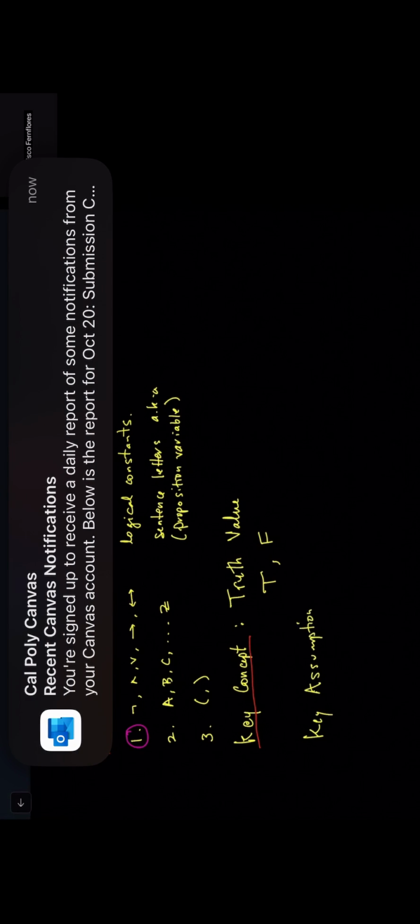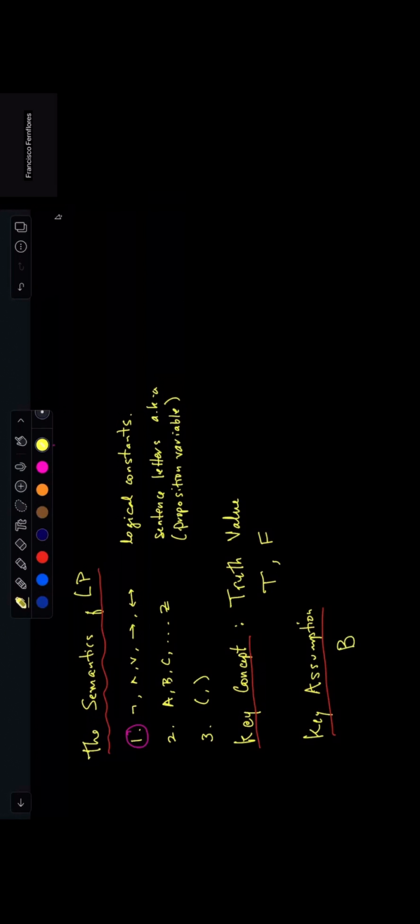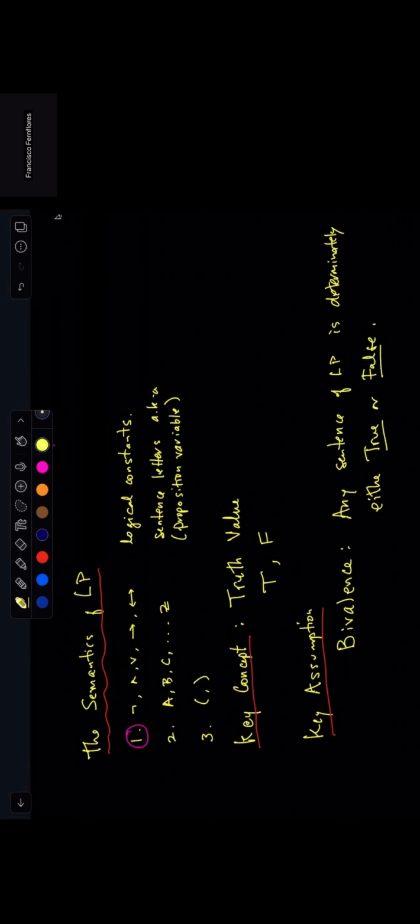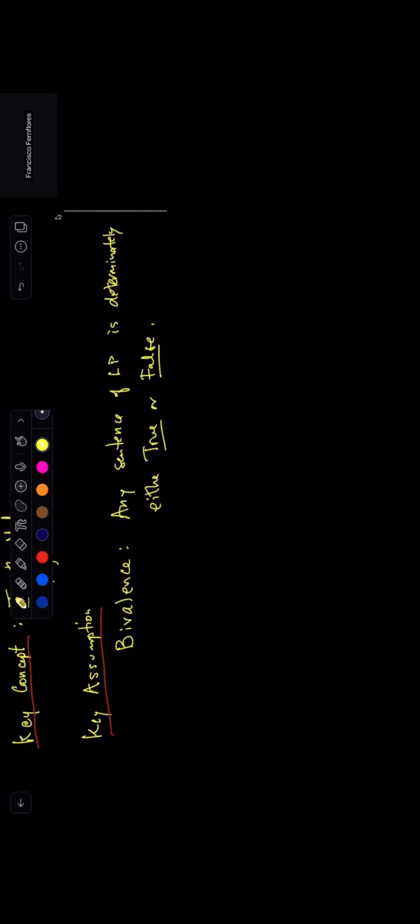And this assumption is central to the kind of logic that we're building here. We talked about it in the first day of class. Our key assumption is sometimes called the principle of bivalence. And the principle of bivalence just says that any sentence of LP is determinately either true or false. So that means that any given sentence in our formal language is going to have one of our two truth values. We're also going to see that our logical connectives are truth functional. And this is a really important concept as well.